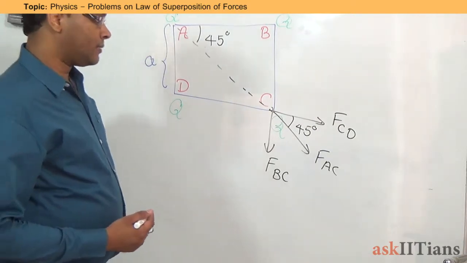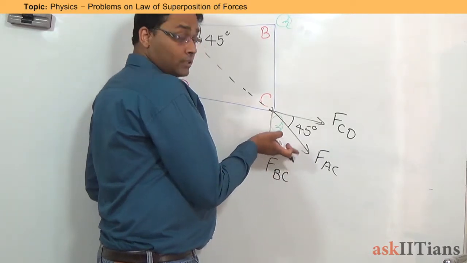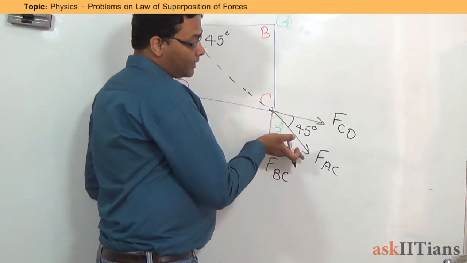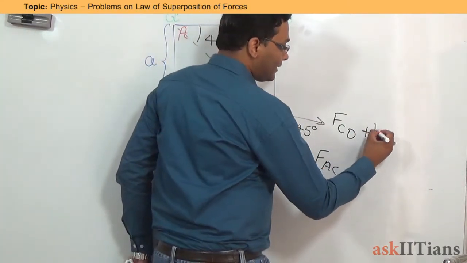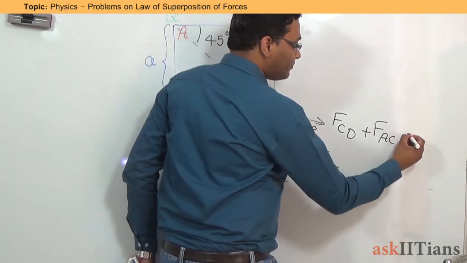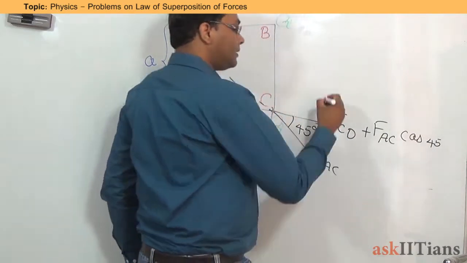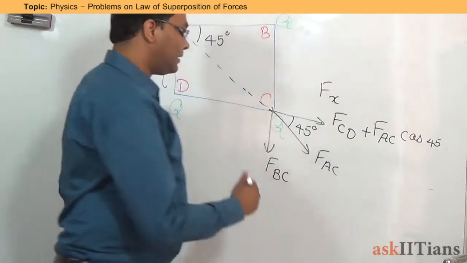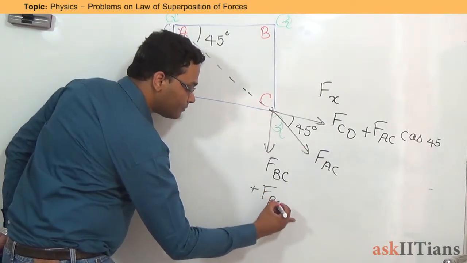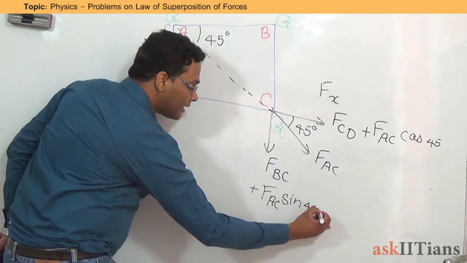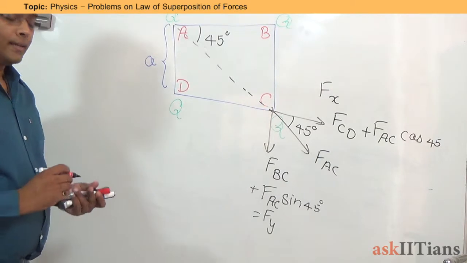So let me use this. I'm going to use simple trigonometry. I'm going to take a projection, like we had discussed in vectors. I'll take a projection of FAC along FCD. So I will write this as FAC cos 45, and let's assume that this is nothing but Fx. Similarly, along the vertically downward direction, this can be written as FAC sin 45, and this is nothing but Fy. Am I clear?